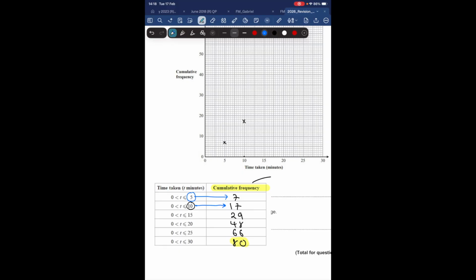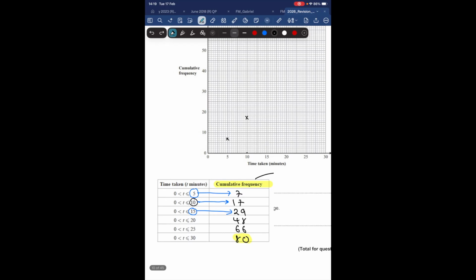Our next point, we're going 15 units across, 29 units up. So 15 across, 29 units up is going to take us to some point there. Our next point, so 15 across, 29 up, which is there.